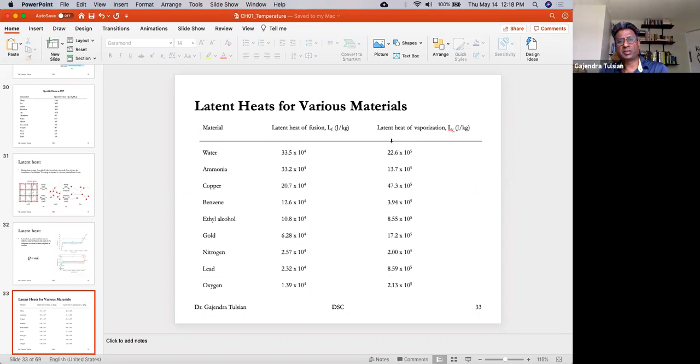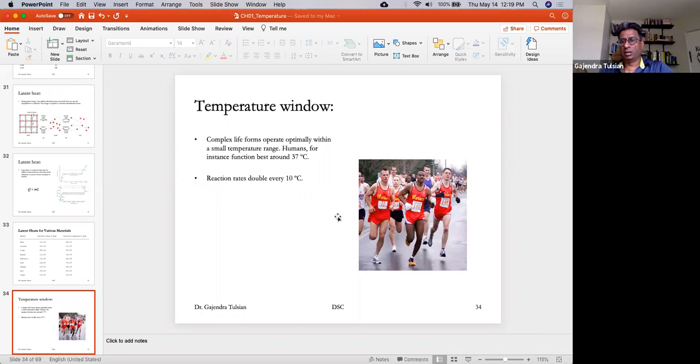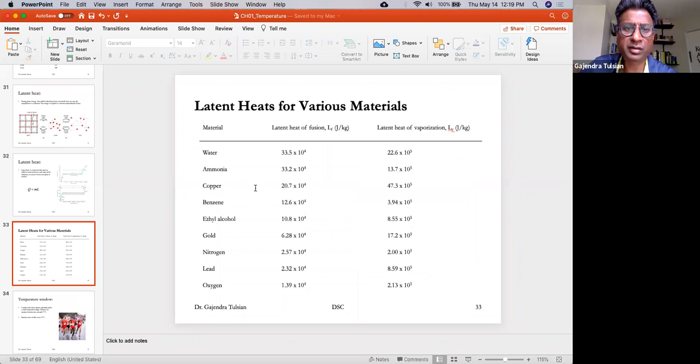Latent heat of vaporization in water is quite large as well, 22.6 times 10 to the 5 joules per kg. It is much higher than even for gold. So it's easier to vaporize gold, it takes less energy to vaporize gold than water. All right, so we are thankful for this high number, okay?